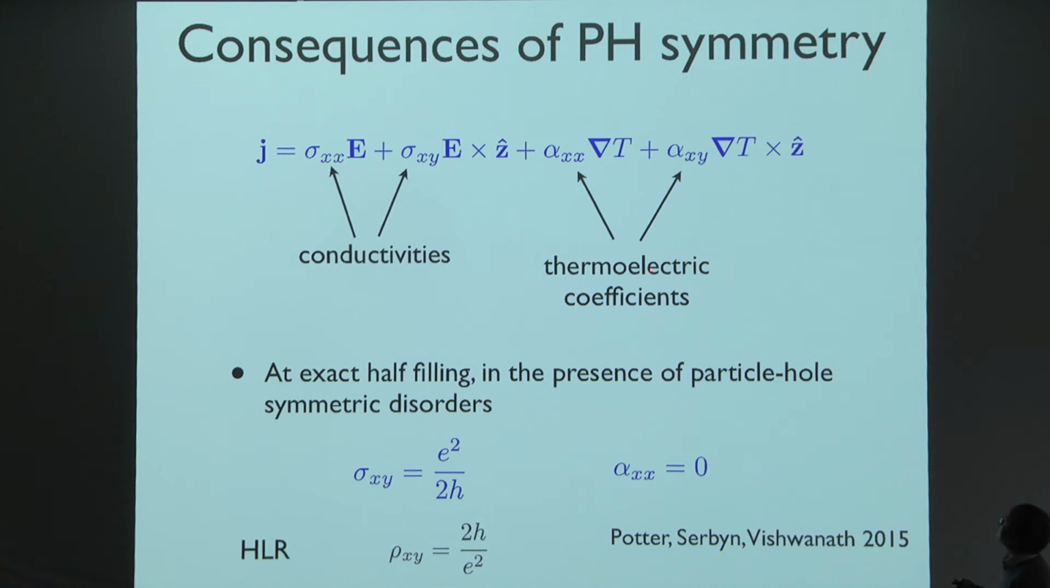Another consequence is that one of the thermoelectric coefficients, namely the diagonal coefficient, alpha xx, has to be equal to 0. Again, the simplest version of the HLR theory would give you alpha xx, which is non-zero. This prediction was made by Potter, Serbyn, and Vishwanath recently.